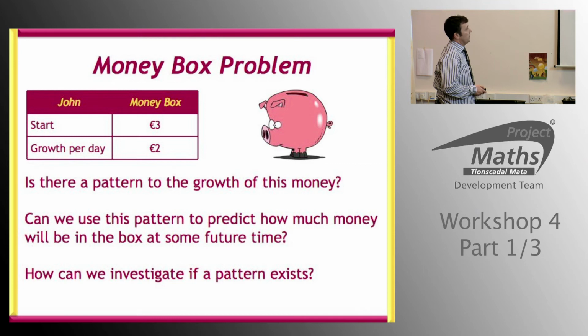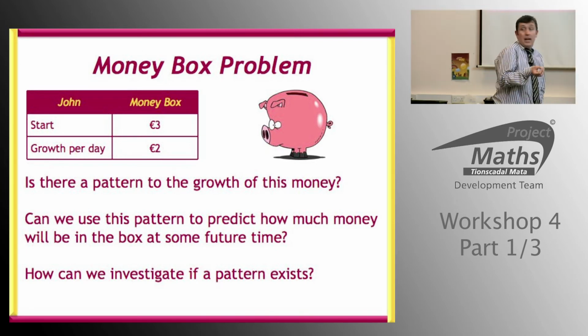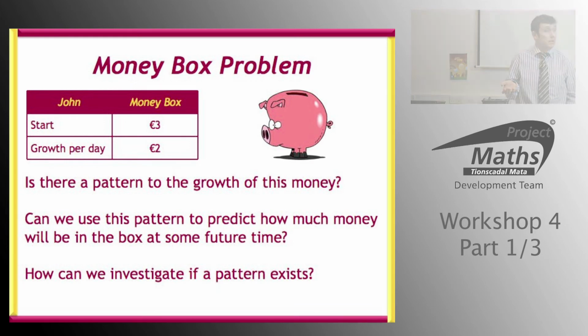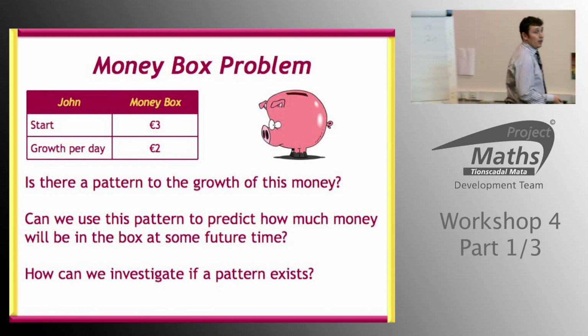Is there a pattern to the growth of this money? Now what's different about this one? Well, the idea with John's one was his aunt actually did what? Yeah, so she bought it in the €2 shop out of a fiver and did what? Put the change into the money box, gave it to the child, and then the child does what? Adding €2. Exactly. Now, can we use this pattern to predict how much money will be in the box at some time in the future? Do you reckon you could? Okay. How could we investigate if a pattern exists?